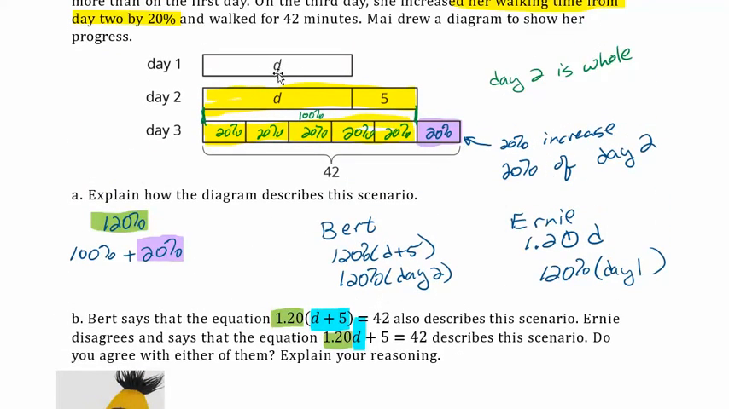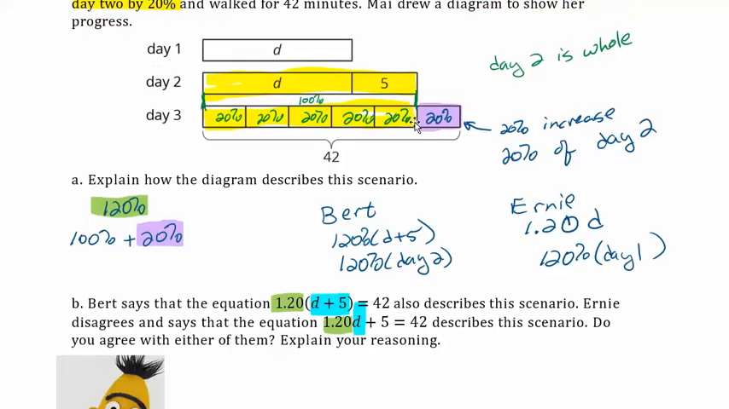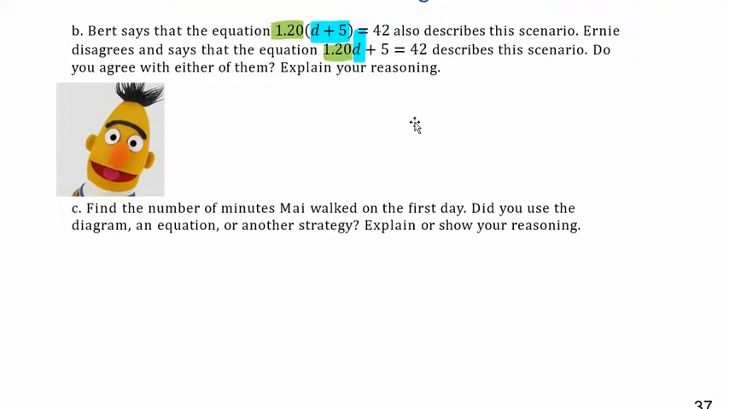How many minutes did she walk in day 2, so that we get 42 minutes in day 3 with these criteria? Pause the video, start it when you're ready. Well, I'm going to go ahead and solve this using the equation here in the video. And if you did it a different way, that's great, but you should get the same answer.